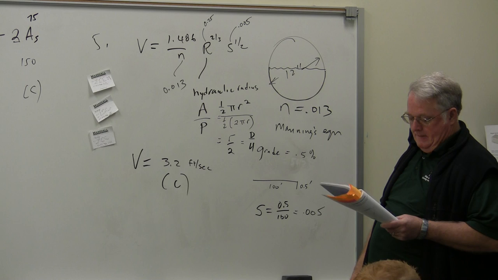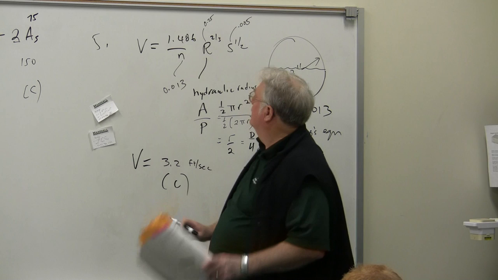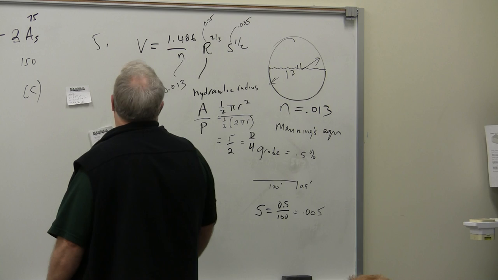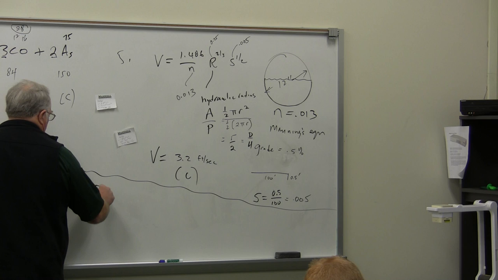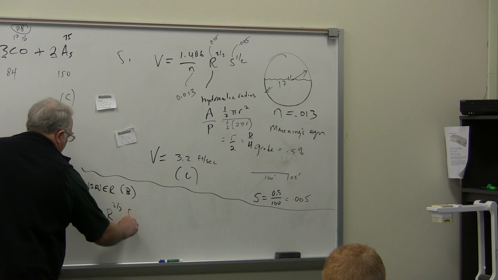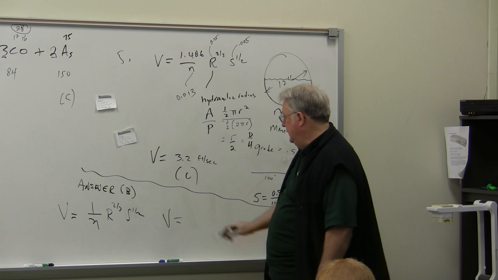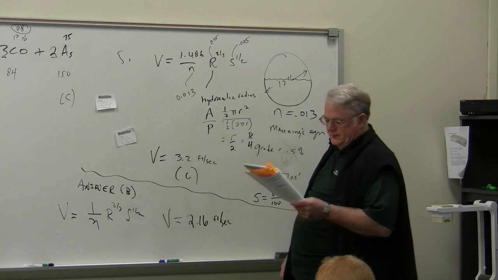Okay? Now, I've got two alternate solutions up here, okay? So I'll take the C one down and stick it back in my book. All right? Okay? We can get answer B. So this is the correct way to work it. We can get answer B by using V is equal to 1 over N, R to the 2/3, S to the 1/2. And this gives you a V, still plugging in 0.25 for R, 0.005 for S, but putting 1 instead of 1.486. Then you get an answer of 2.16 feet per second. Okay, which is answer B. The closest point is answer B.